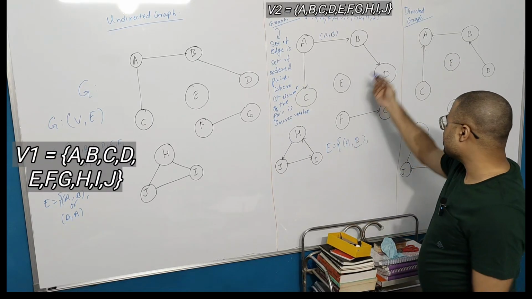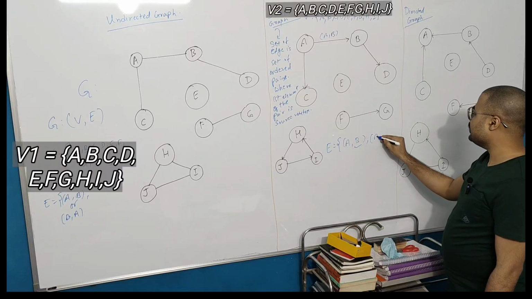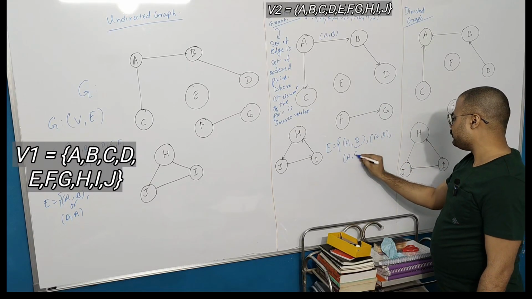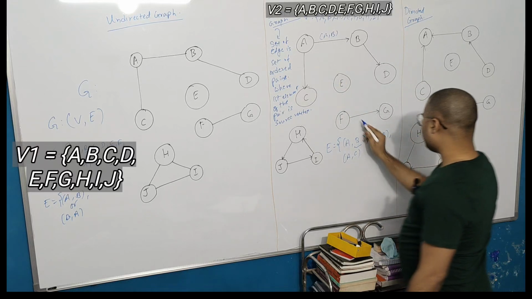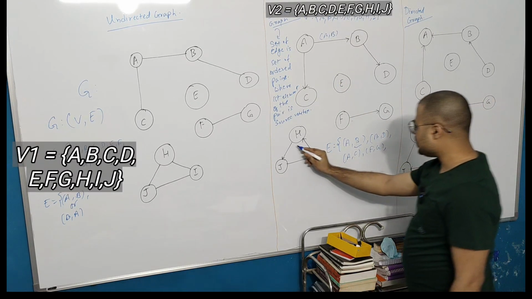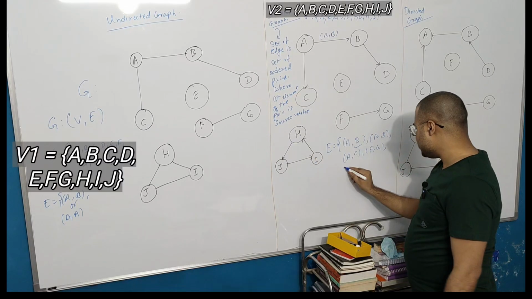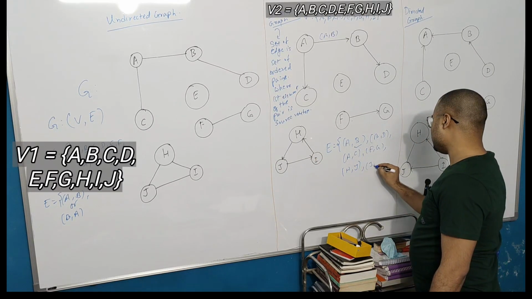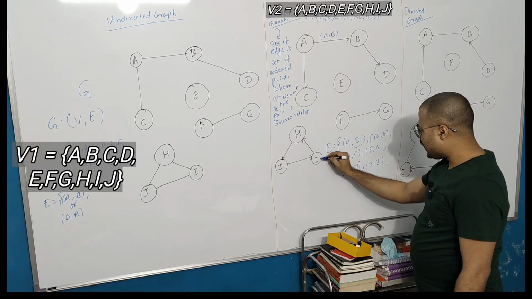Similarly, what are the other edges for this directed graph? B comma D, right? A comma C. What about this edge? This edge is F comma G. What about these edges? H comma G, H comma J, I comma H.